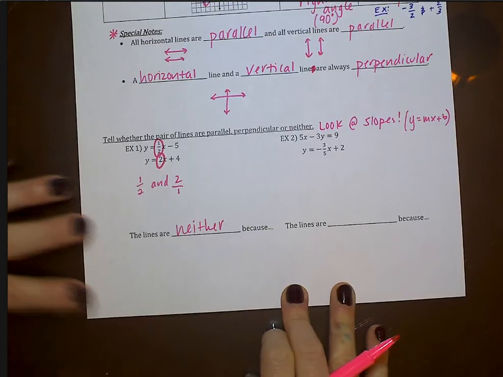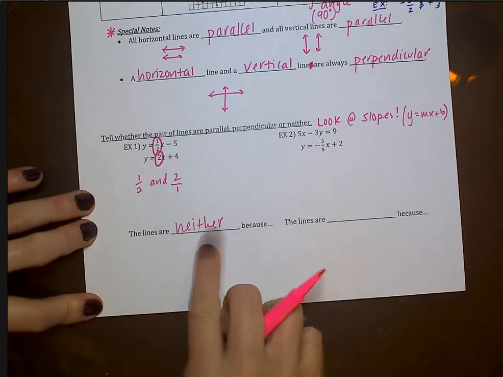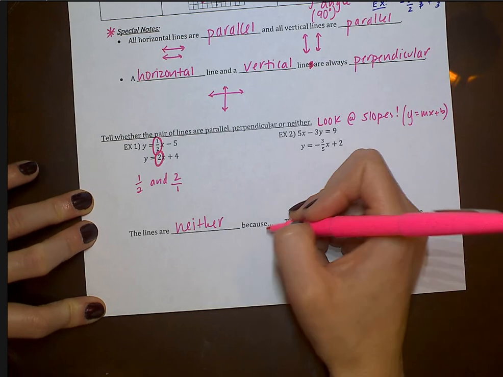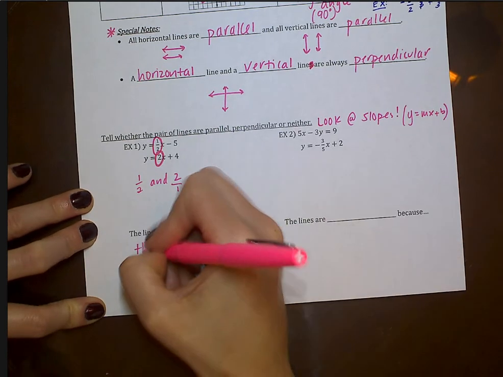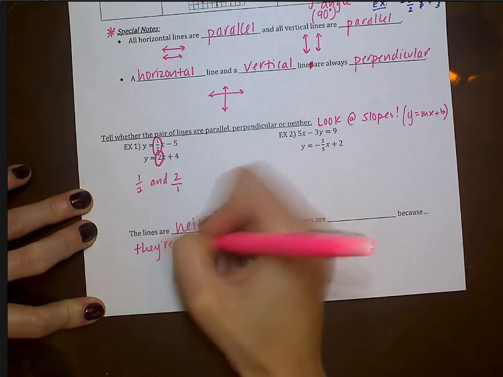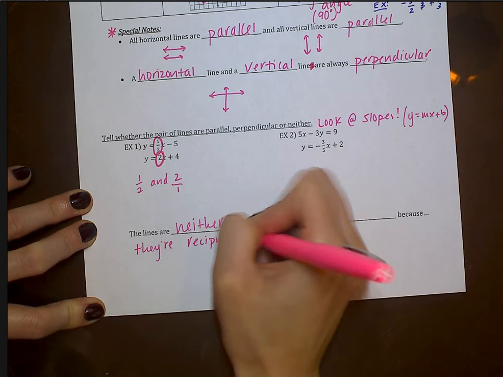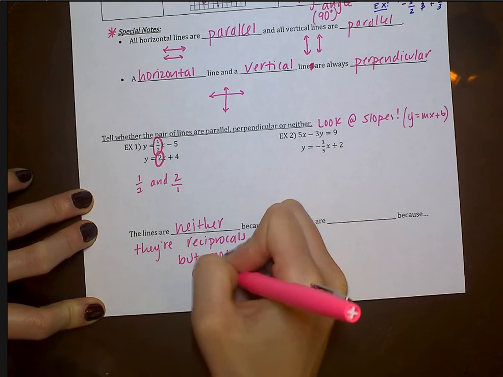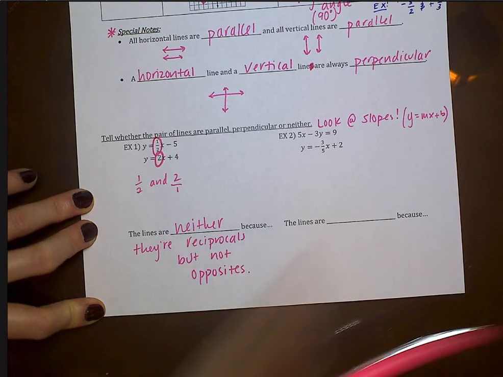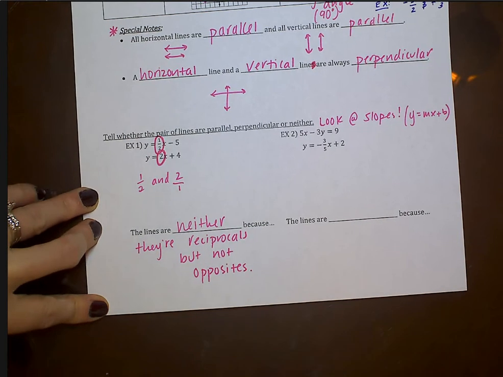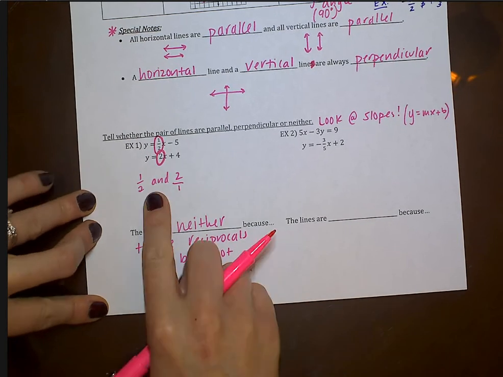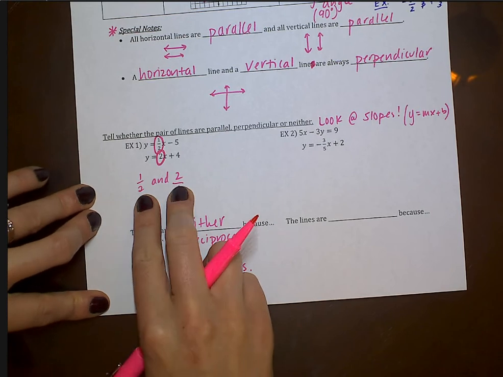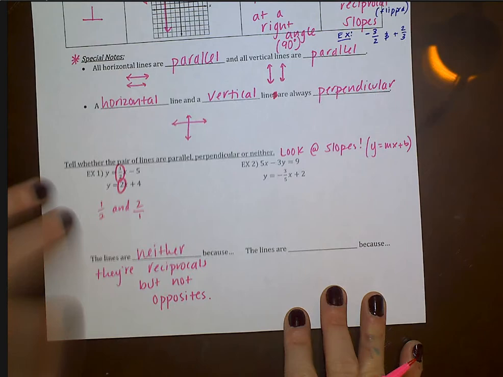And my reason would be, you could say they're both positive. I'm going to be really mathy and say they're reciprocals but not opposites. Really close to being perpendicular, but not quite. This is such a common question. I guarantee you see this on an exam. They'll make it reciprocals, but not opposites, just to see if you're paying attention.